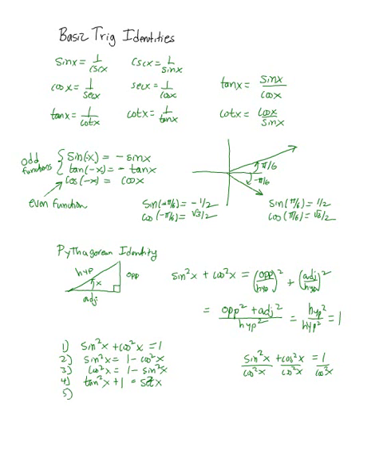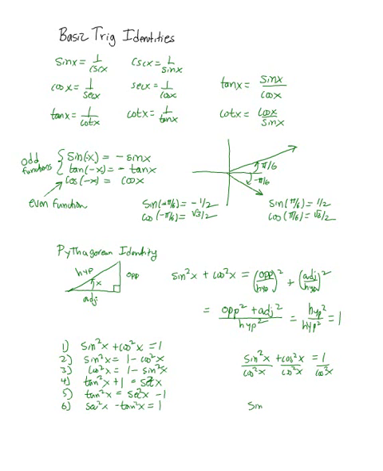And you'll see this one written in other ways. You'll see it as tangent squared x is secant squared x minus 1. Or sometimes you'll see it written as secant squared x minus tangent squared x equals 1. Okay, almost done. We got three more of them.